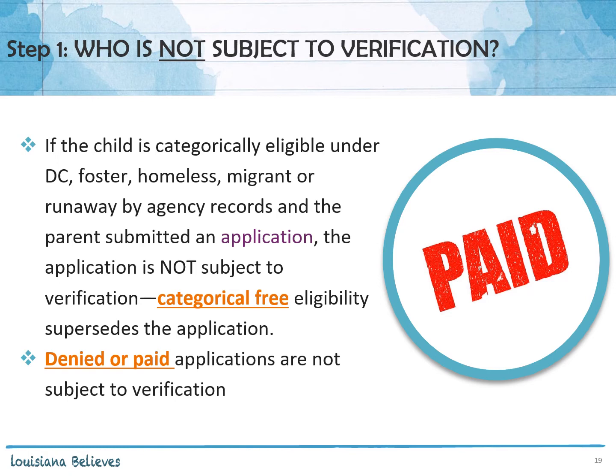If the child is categorically eligible under direct certification, foster, homeless, migrant, or runaway by agency records, and the parent submitted an application, the application is not subject to verification. Their categorical free eligibility supersedes the application. Denied or paid applications are also not subject to verification.